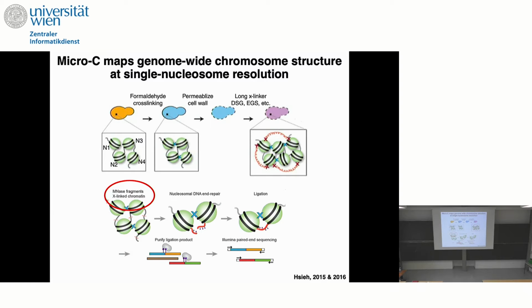Additionally, instead of using restriction enzymes to digest chromatin, it uses micrococcal nuclease, and so it digests down to single nucleosomes, which means we can get single-nucleosome resolution from this. And because we're doing this in yeast, with small genome size, we can sequence deeply enough to get not just single-nucleosome resolution, but really excellent coverage of each single nucleosome, so we can be very confident in looking at these single-nucleosome interactions.